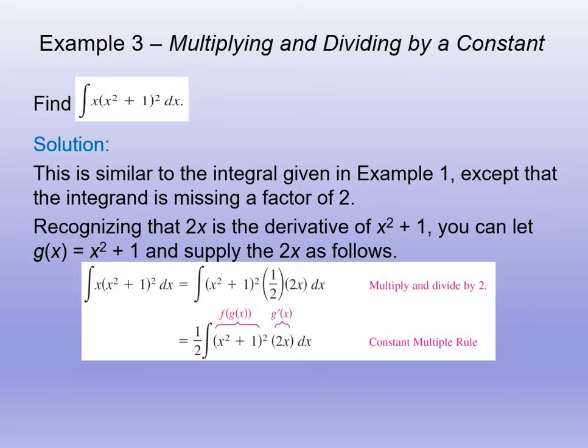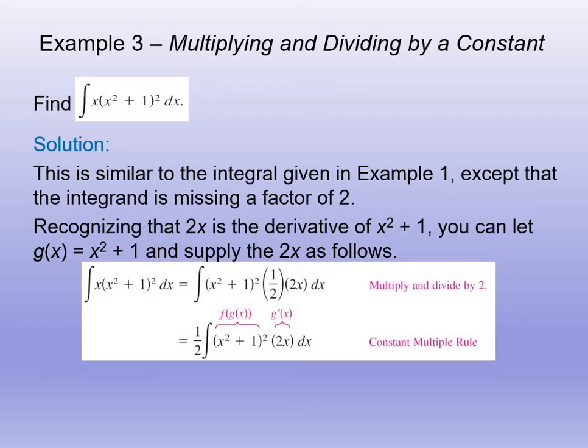So we had to do something to counteract the 2. So we can multiply by 2 over 2. All right, that's the form of 1. And then we can rewrite the integral. So I can say that it's 1/2 times the integral of (x squared plus 1) quantity squared times 2x dx.